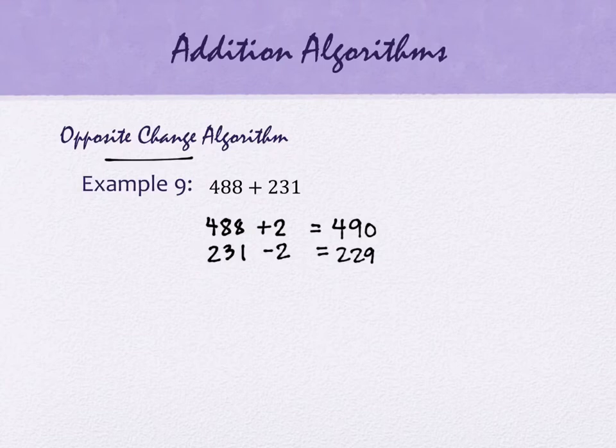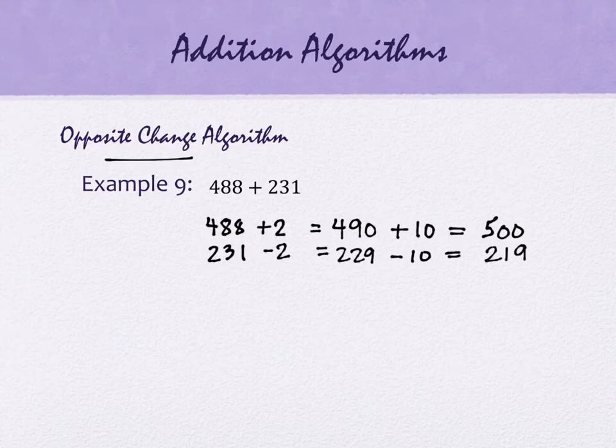Now we're going to do the same thing again and try to get a 0 on the first number in the tens column. So I would add the number 10 to 90 to get it to be zeroed out. So 490 plus 10 would give me 500. And to compensate for that, I would need to subtract 10 from the other value. So what's 229 minus 10? 219.